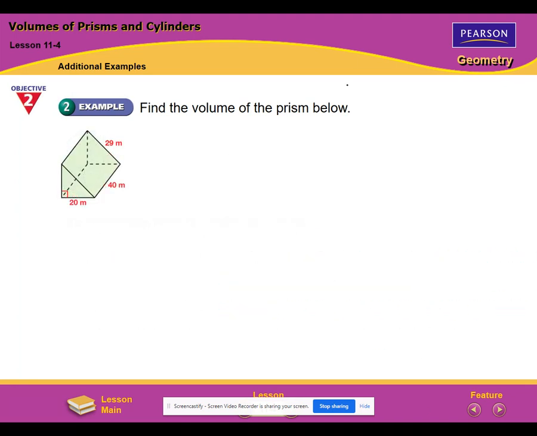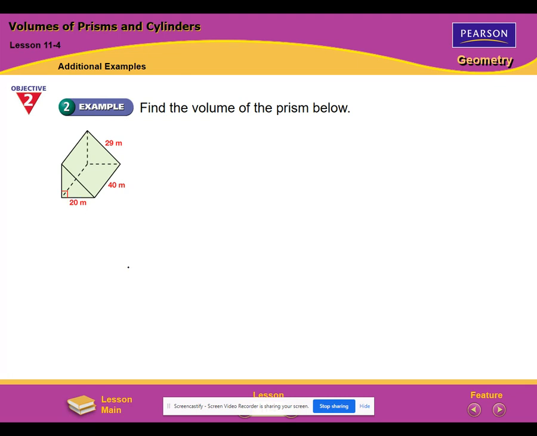Unfortunately, that was too easy. Let's try it with a triangular prism. Now, once again, a little bit of a side note. Students will sometimes, in error, think that the base is this rectangle right here. That is not the base.